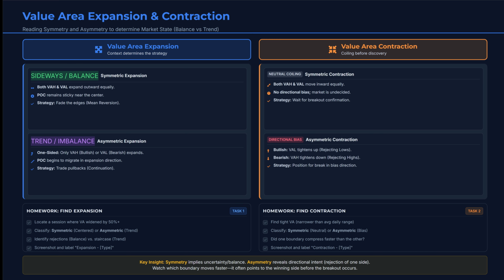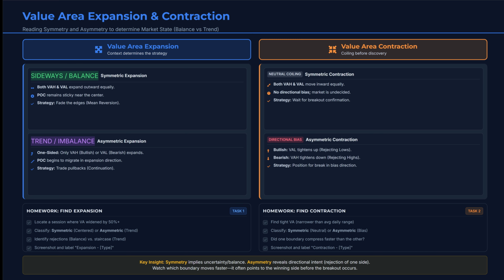Your homework assignments, finding real examples of both expansion and contraction and classifying them as symmetric or asymmetric, will build the pattern recognition skills you need to make these distinctions instinctively. This is how you develop the ability to read developing volume and adapt your strategy to the market state in real time. Understanding symmetry versus asymmetry is one of the most powerful edges in discretionary volume profile trading.